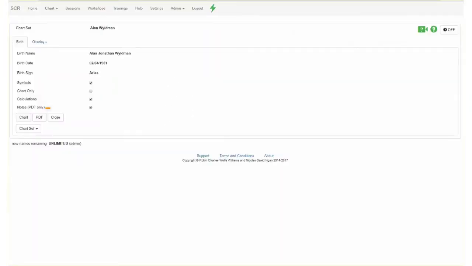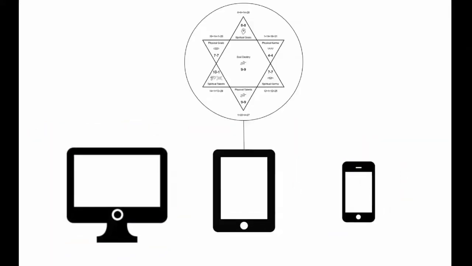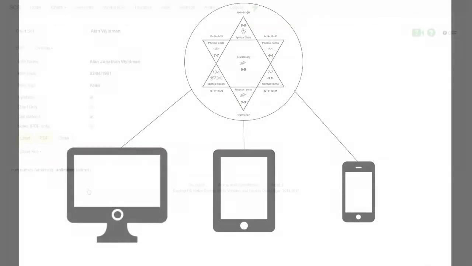We'll close the chart set and look at some other aspects of the software. You can use the software on up to 3 devices, for example your computer, tablet and smartphone. And any charts you generate on one device will be available on the others.